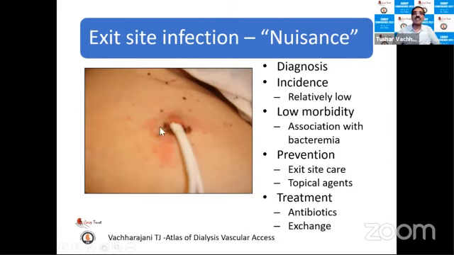So this is an early exit site infection. These are actually easy to treat with proper cleanliness and local topical antibiotics, and the catheter can still be continued and maintained on dialysis. The key here is one has to observe and ensure that the infection and the redness are not getting worse, the tunnel is not getting infected, and there is no drainage at the exit site.